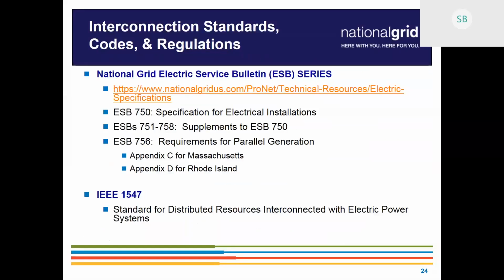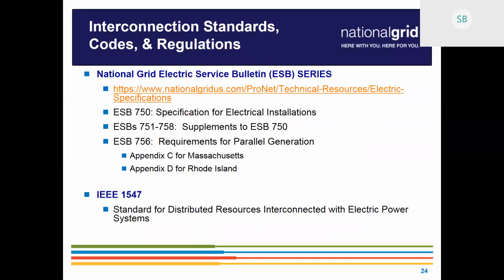So the next couple slides go through the different administrative bodies that govern what has to be in the studies. The first one, like Jeannie had mentioned, is the ESB series. That's our Electric Service Bulletin. So ESB 756, specifically Appendix C, will tell you everything you need to know from the company perspective of what we require for interconnection, what we're analyzing, and what our different standards and requirements are for when you want to come online in our system.